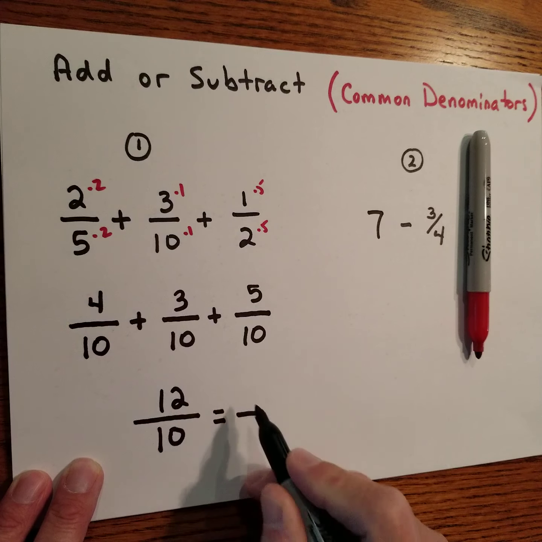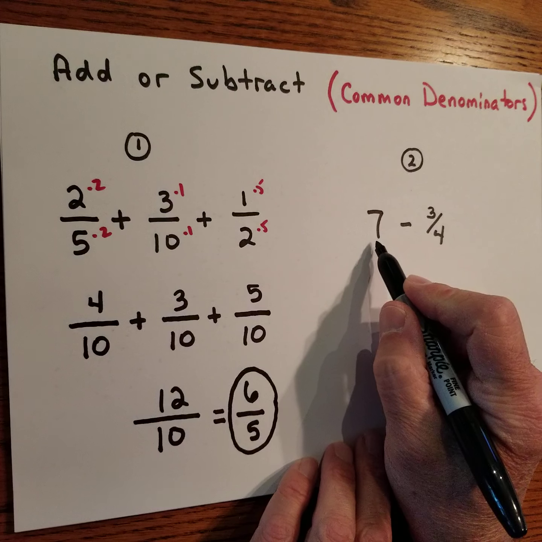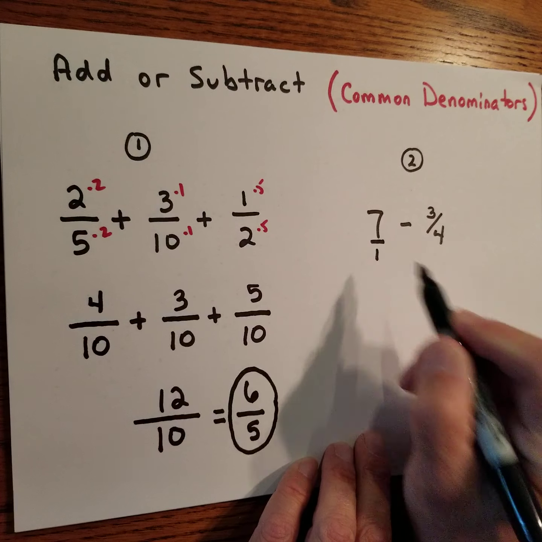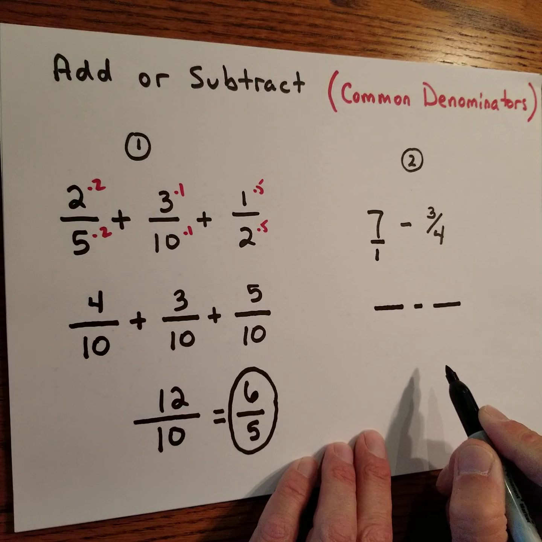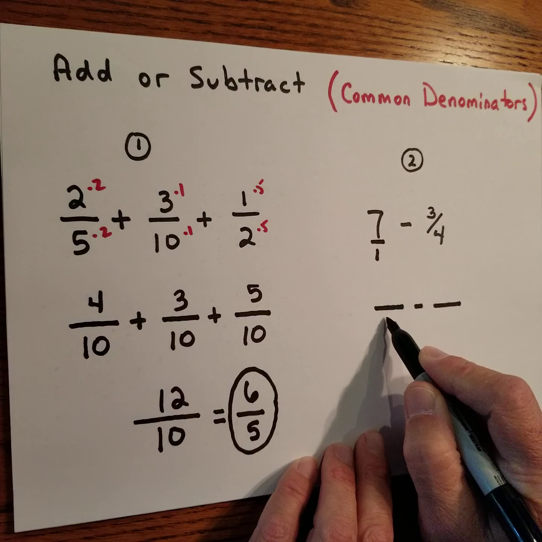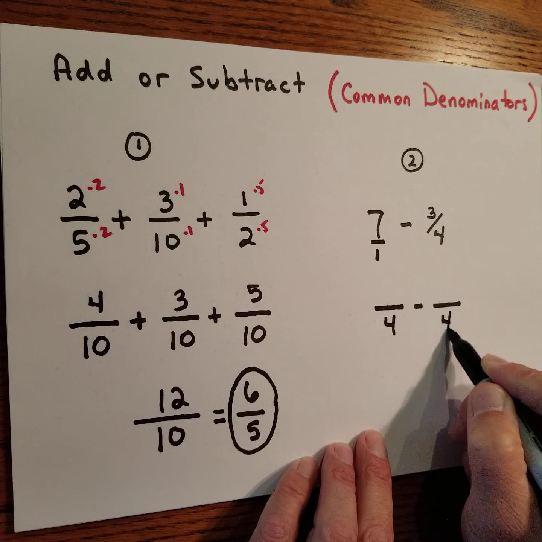For number 2, let's think of this 7 as a fraction. Make it 7 over 1. Then we need a common denominator. Since 1 divides evenly into 4, 4 makes a good common denominator.